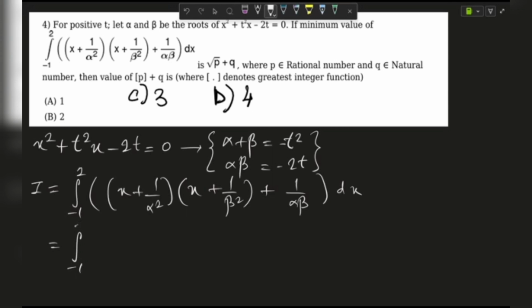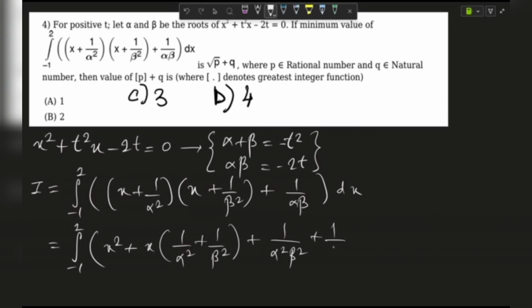So this becomes integral minus 1 to 2 of x squared plus x times (1 by alpha squared plus 1 by beta squared), and this becomes 1 by alpha squared beta squared plus 1 by alpha beta, whole dx. So I guess now we have the resultant expressions that we have to find. We have to find this, and this is pretty obvious anyways.